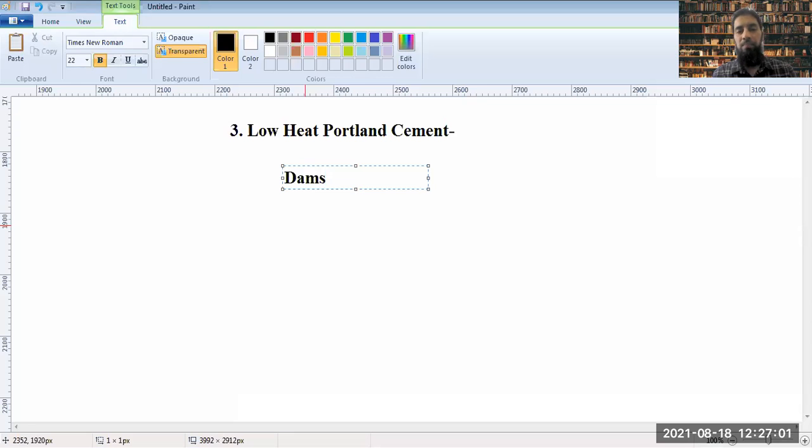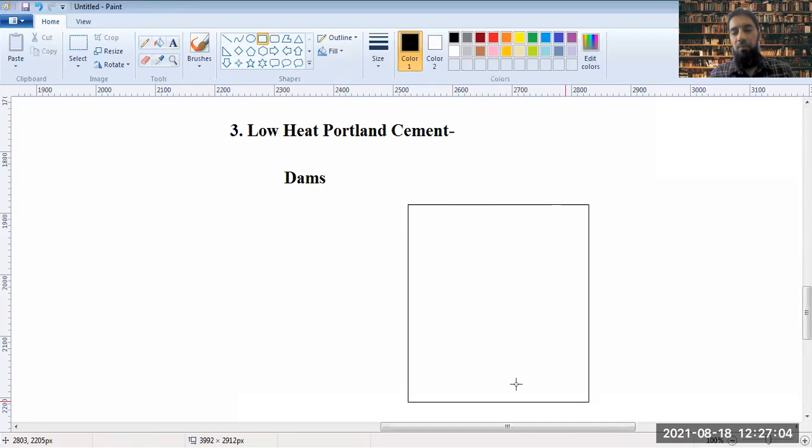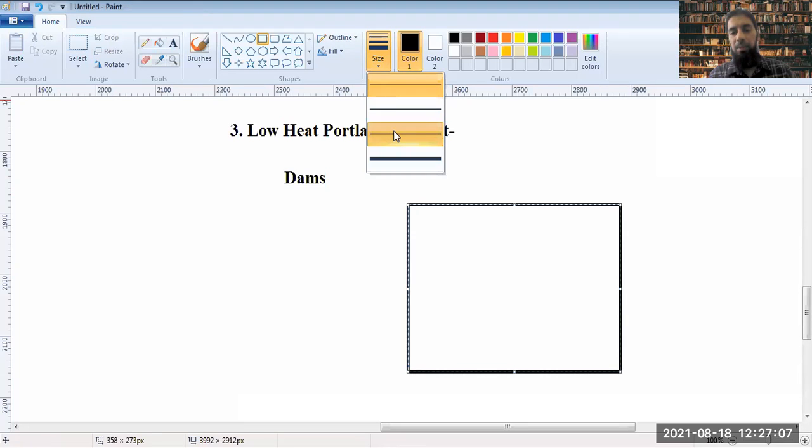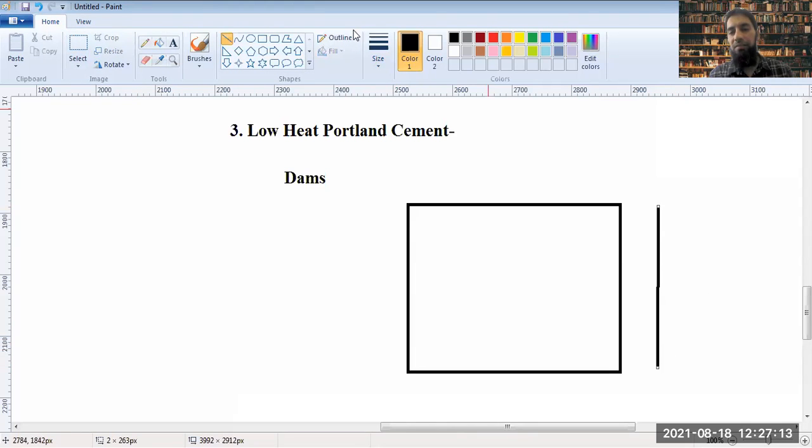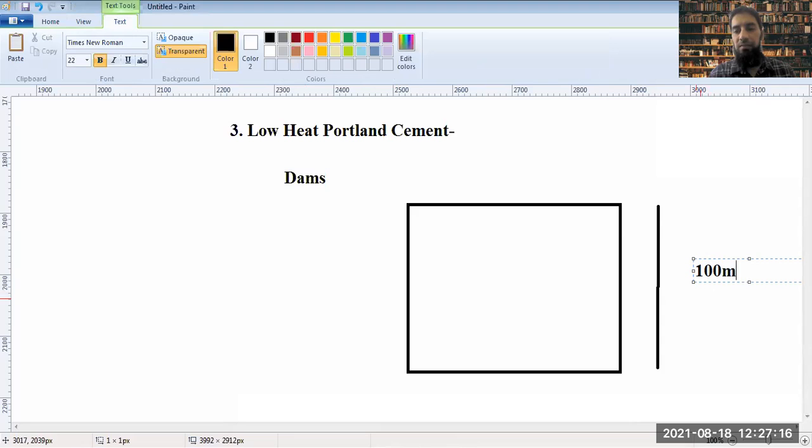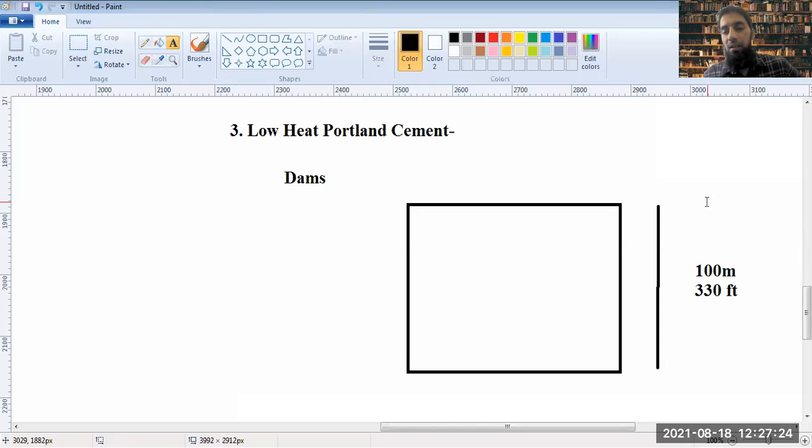For example, in dams. Dams are huge structures. This is a dam structure, for example. The height of this dam could easily go to 100 meters. 100 meters is 330 plus feet. So that is a huge structure. Now, this dam structure would have an appreciable amount of thickness. It would have 10, 12 meters of thickness. That's around 40 feet thickness of the dam.